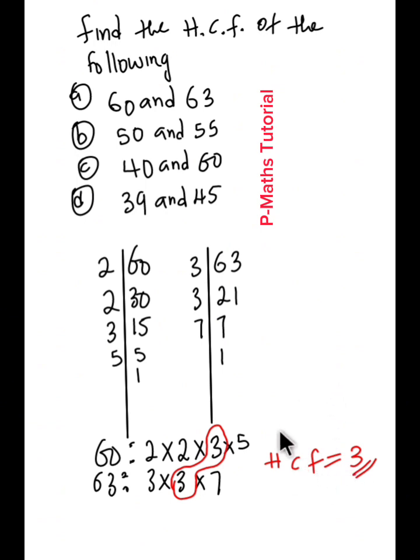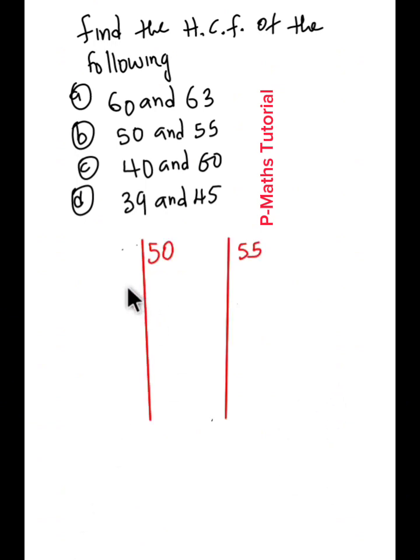Alright, let's solve the second one. To solve the second one, we are going to divide by the smallest number, 2. So 2 is the smallest number that can divide 50. We have 25. The next number that can divide is 5. We have 5. The next number is still 5. We have 1. Over here, the smallest number that can divide 55 is 5.